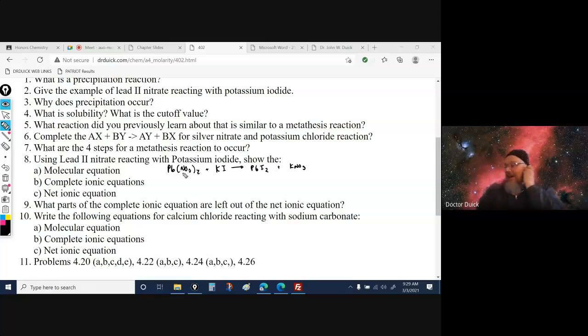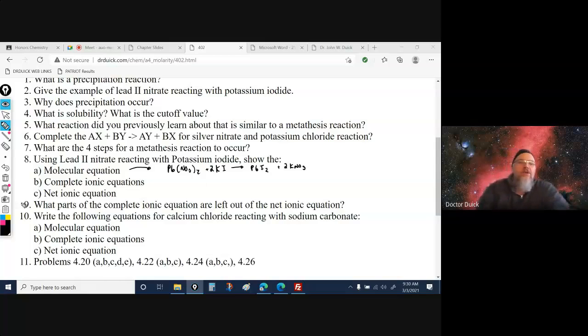The next part of this whole thing I have to do is balance this chemical equation. So I got to put a 2 in front of this guy, and clearly I put a 2 in front of this. So this is my molecular equation.